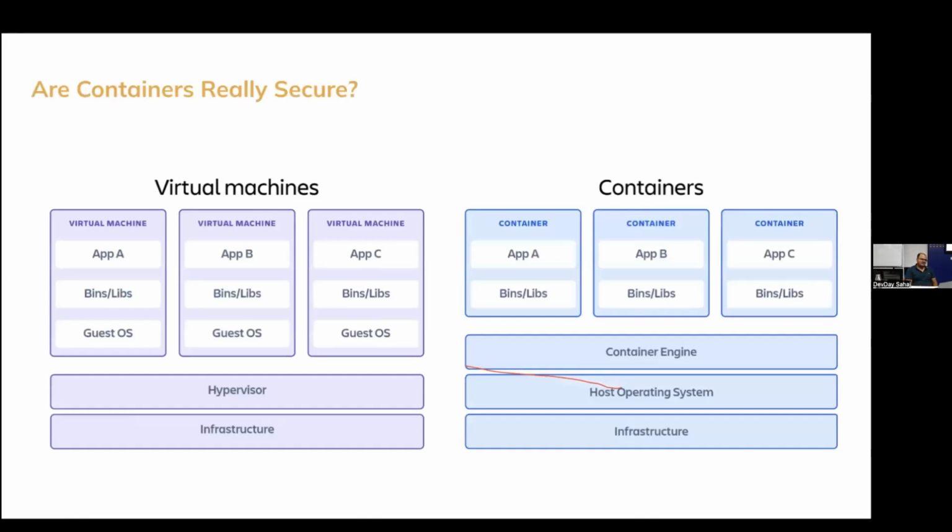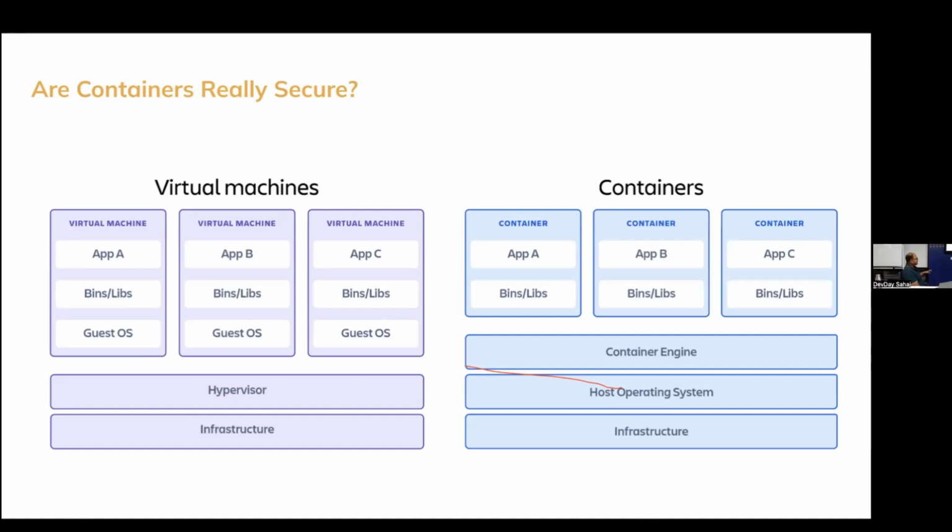Then the next question is, are containers really secure? On the left side, you have the virtual machine, where the infrastructure is there. There is a hypervisor which is facilitating the guest OSs to function. The guest OSs have different binary libraries and their own applications. If you compare on the container side, you have infrastructure, you have the operating system, and then immediately there is a container engine. All the containers that are running have their own binary libraries and application files.